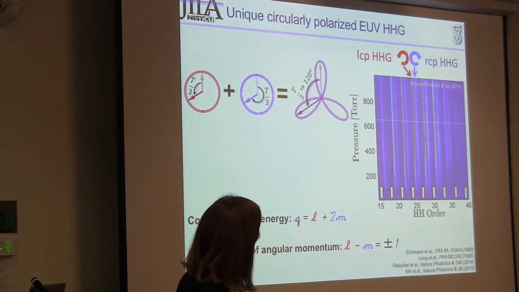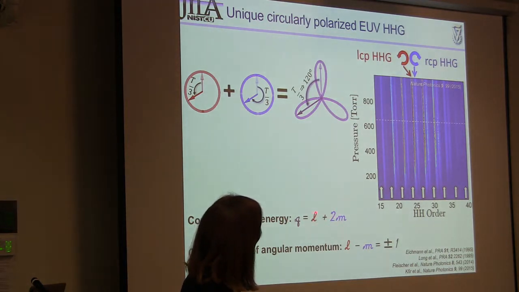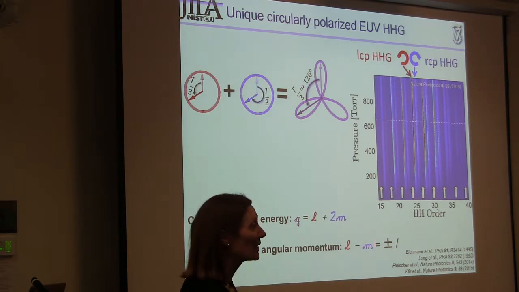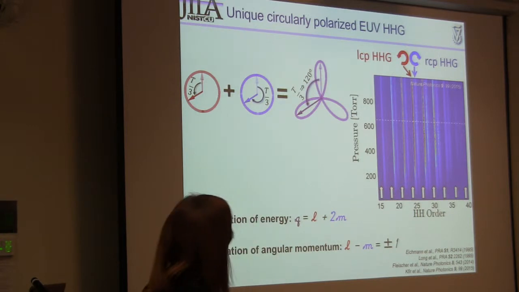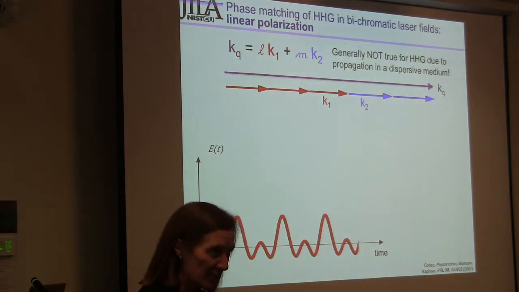And so that's essentially saying this: to conserve energy, I just add the number of blue and red photons, and to conserve angular momentum, I can only have one more or less of the two fields. And this has been known for quite a long time. So what was not known is how you think about phase matching.